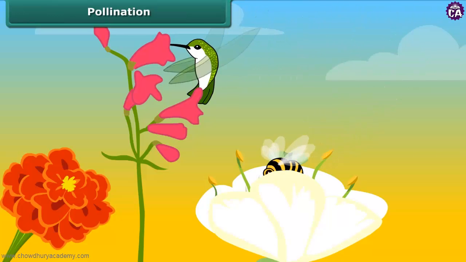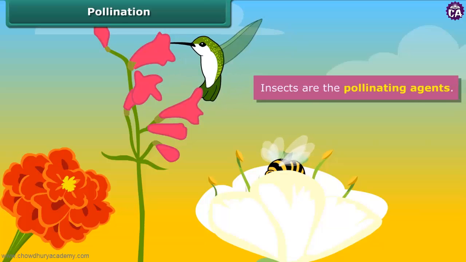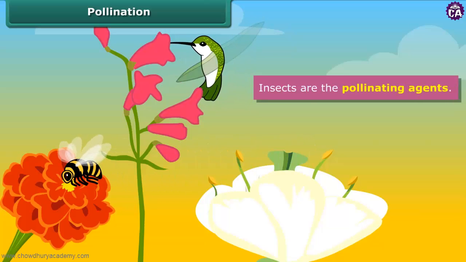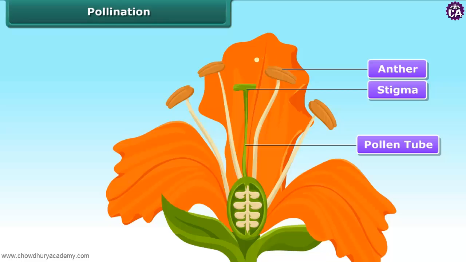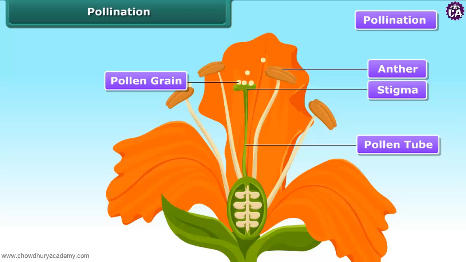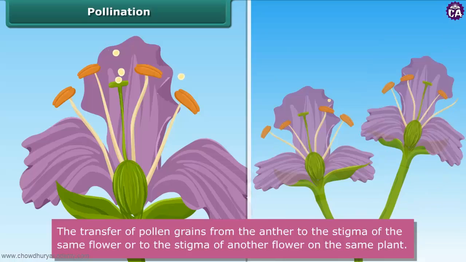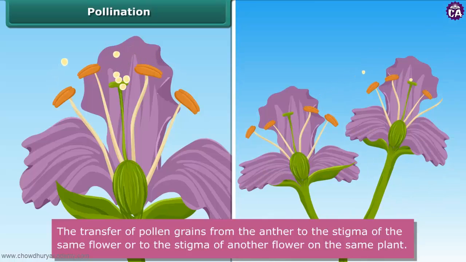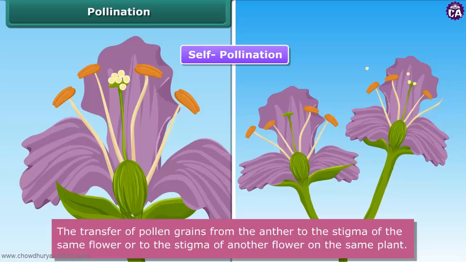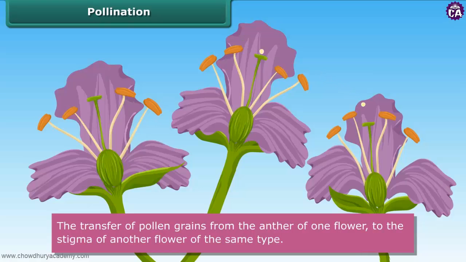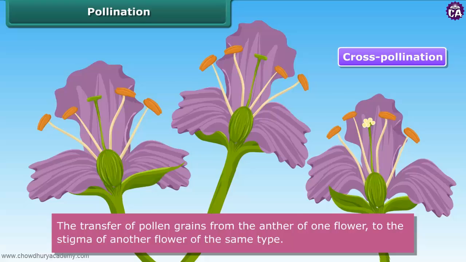Pollination. You must have seen honeybees sitting on a flower. Do you know insects carry away pollen grains on their bodies? They are the pollinating agents. The transfer of pollen grains from anther to stigma of a flower is called pollination. The transfer of pollen grains from the anther to the stigma of the same flower or the stigma of another flower on the same plant is called self-pollination. Whereas the transfer of pollen grains from the anther of one flower to the stigma of another flower of the same type is known as cross-pollination.